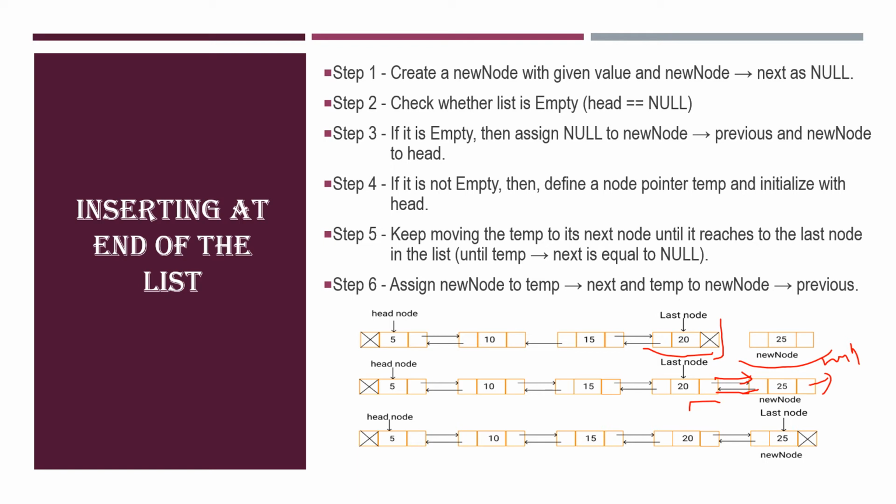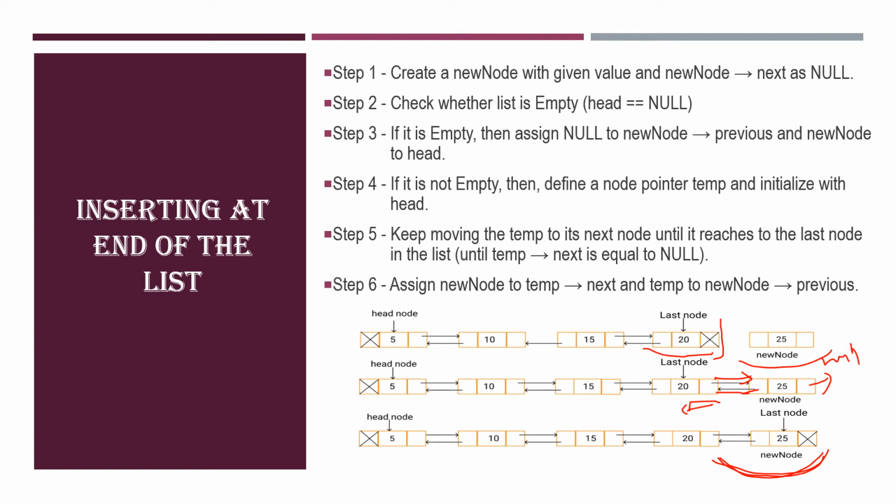So the previous part of the new node which we created is made to point to the last node here. Okay. Now we make that element, our new node, the last of the list. So this is how we are inserting at the end of the list.